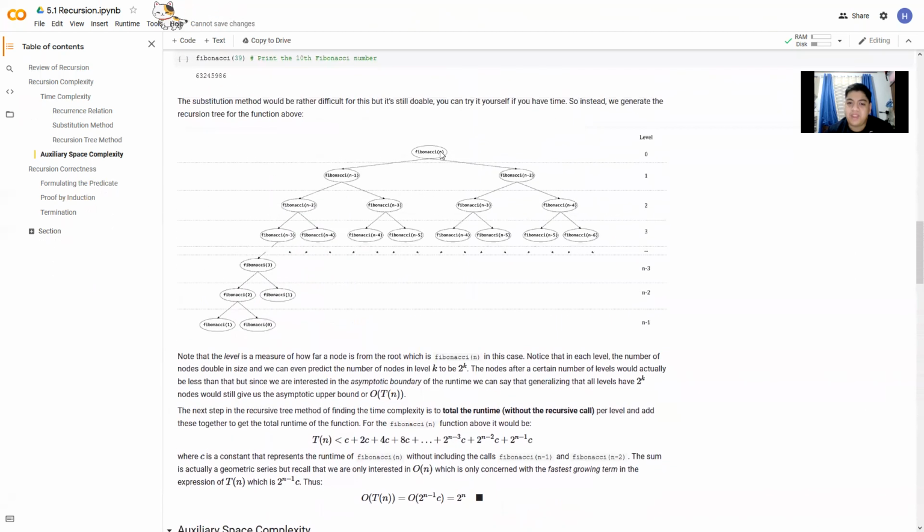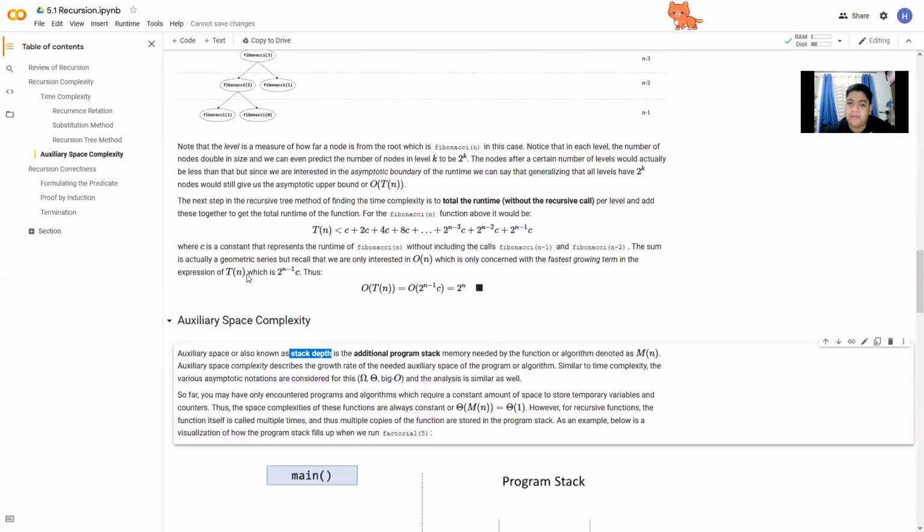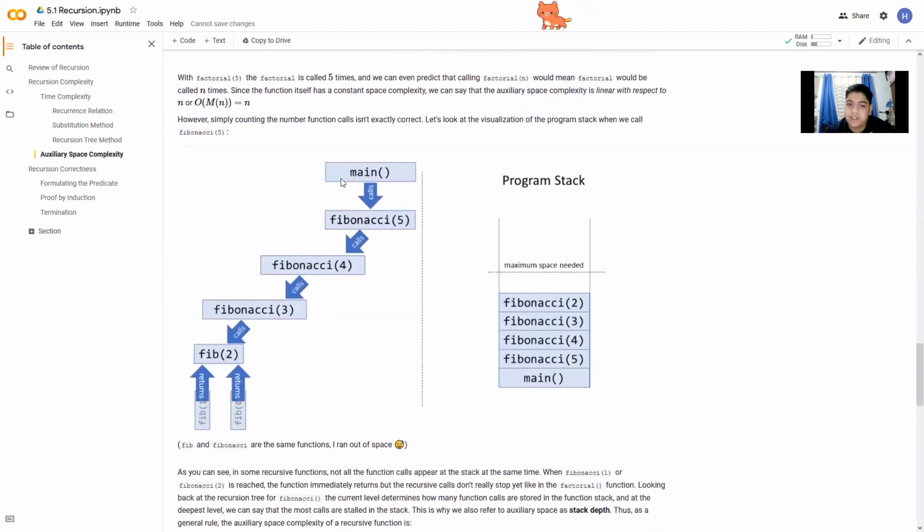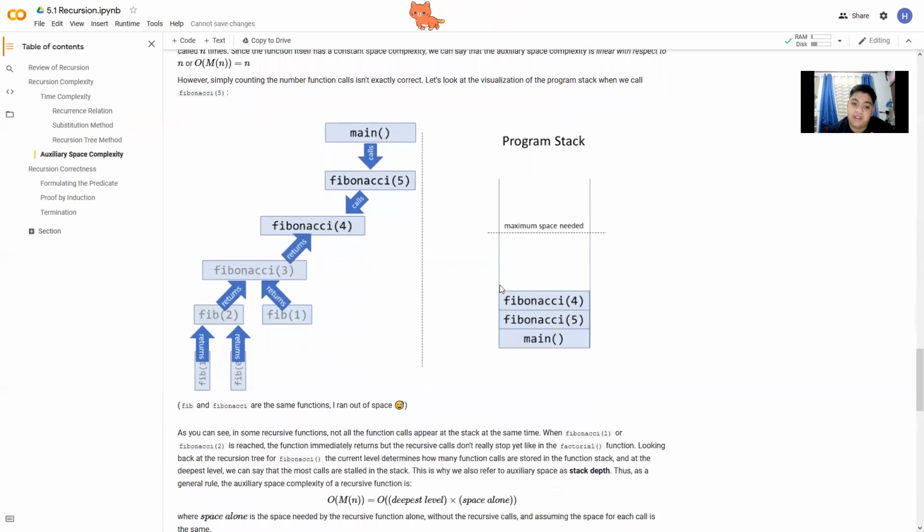So the depth is the deepest level our recursion tree reaches. So that is the maximum amount of function calls existing at any point during the course of the execution of the function. So we don't expect the recursive function to use more memory space than that.